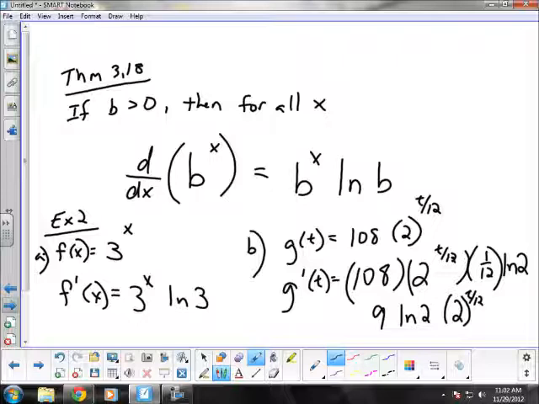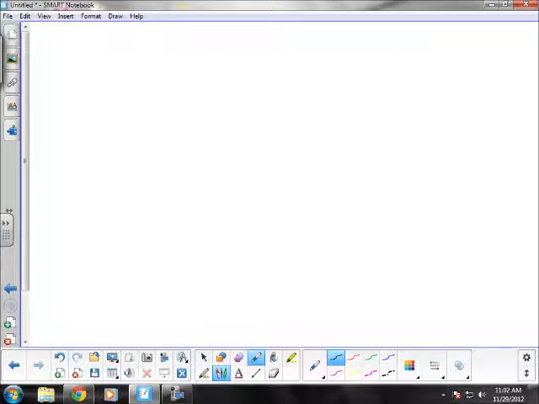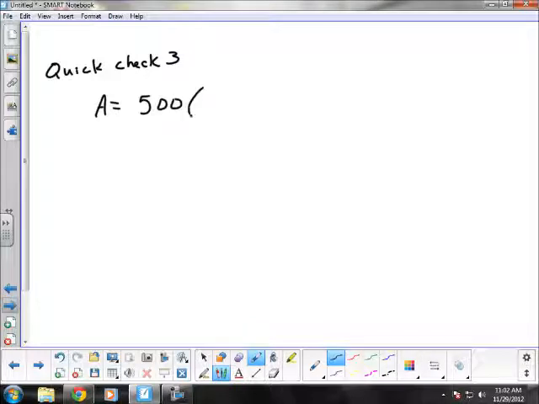Okie dokie. So anyway, here's just another example. This is the quick check in your book, and it is quick check number 3. We didn't do 1 and 2. I didn't see them. Okay, it says suppose A is equal to 500 times 1.045 raised to the t power. It wants us to find the derivative of A with respect to t.